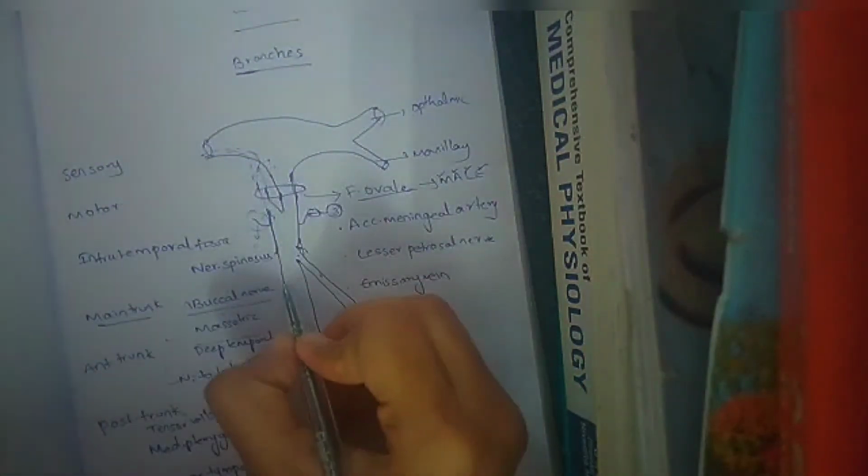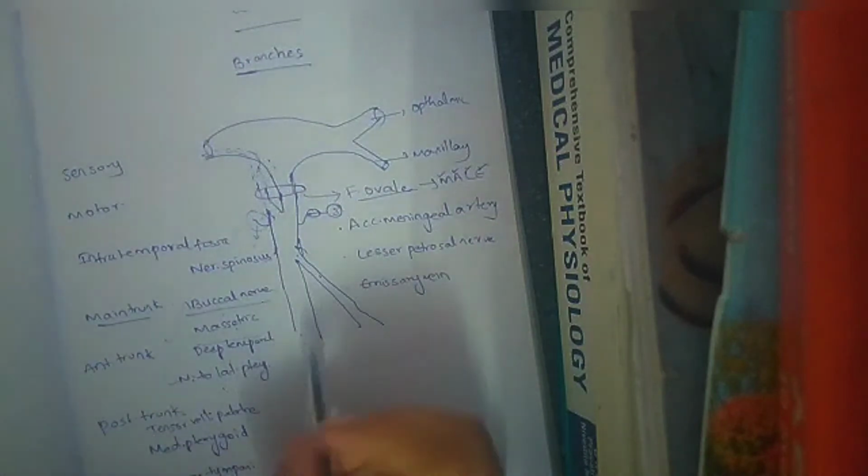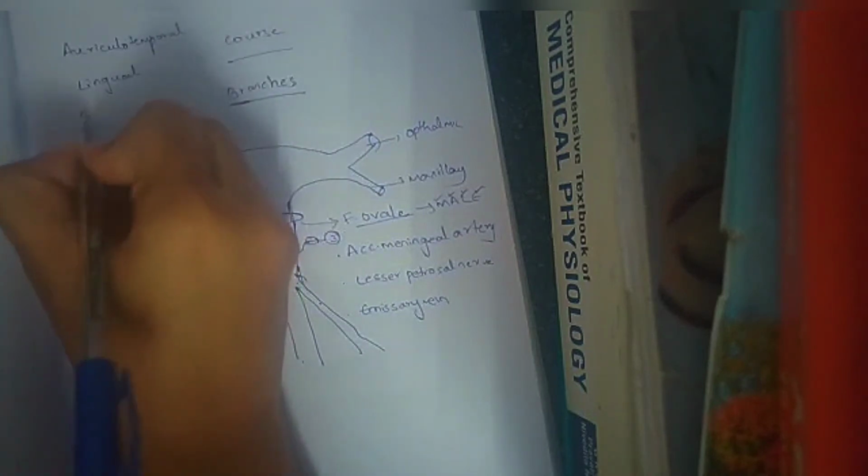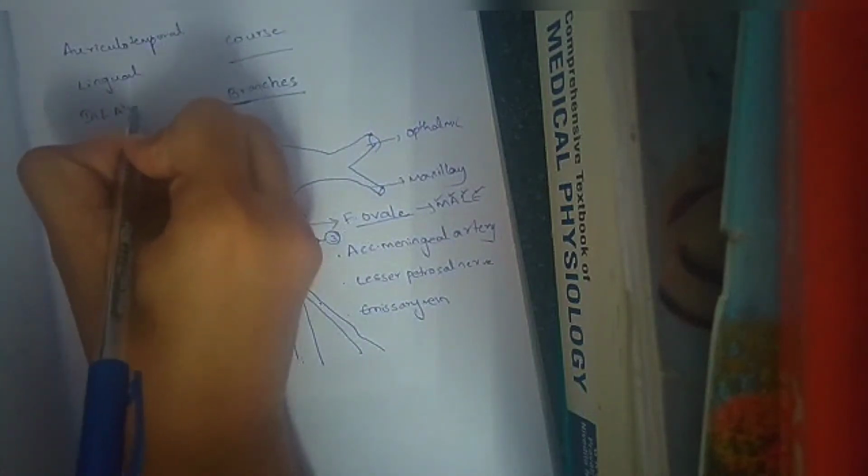Now, branches from the posterior trunk. Three branches arise from the posterior trunk. They are auriculotemporal nerve, lingual nerve, and inferior alveolar nerve.